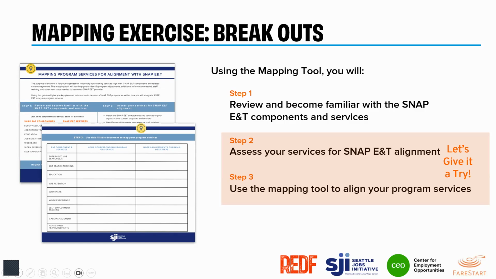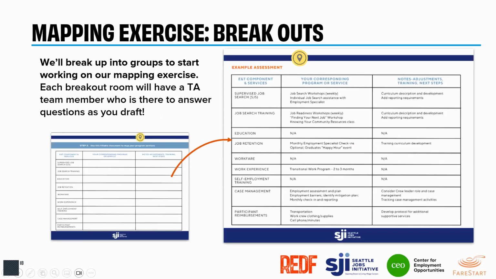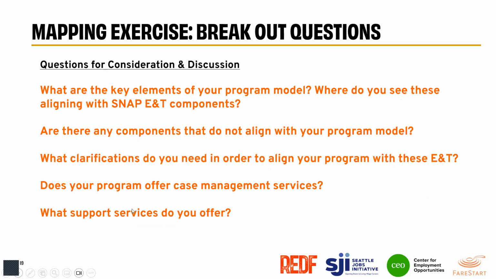And so as we're in our groups, this is an example where we would evaluate job retention. What does that look like in your agency? And then maybe what additional things you would need to augment the current programming that you're providing so that it nicely fits into the component. This slide is a good example of that. And then as we're working through the document, these are some questions to consider as we go through our discussion together.